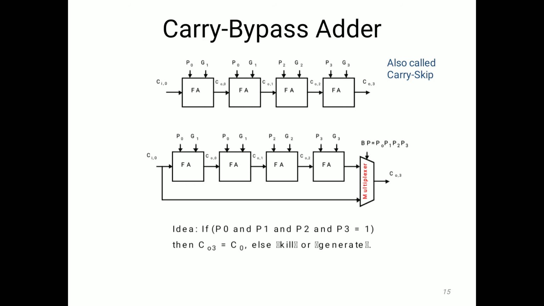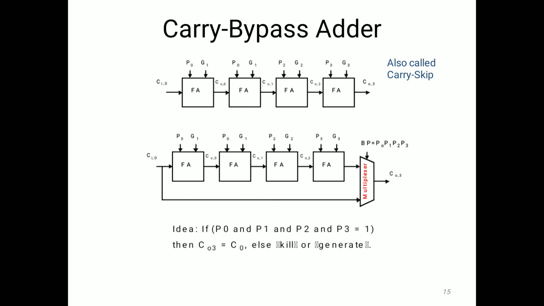First one is the carry bypass adder. Here we are bypassing the carry to the last step. So here we are using one extra multiplexer. BP is the control signal. BP is equal to P0, P1, P2 and P3, it's the multiplication of all the propagate terms.